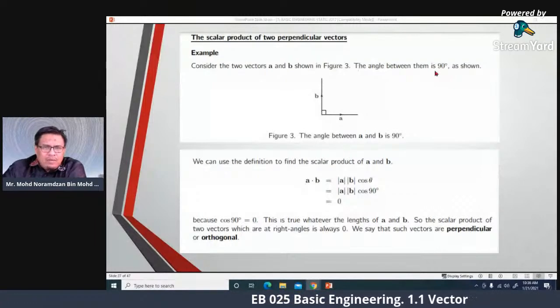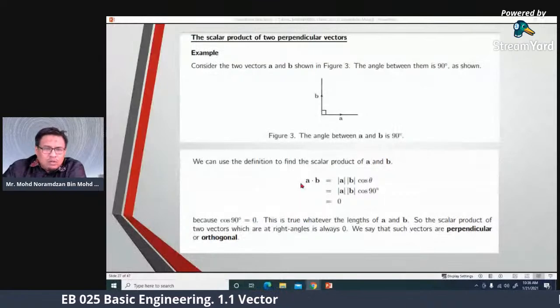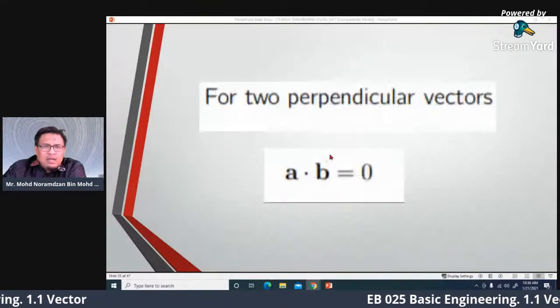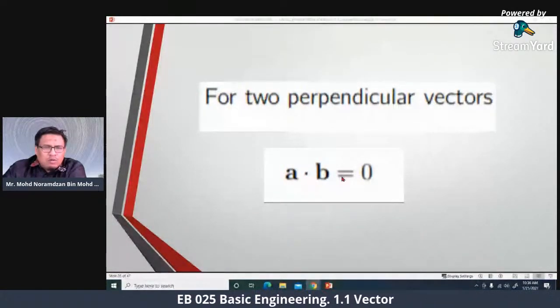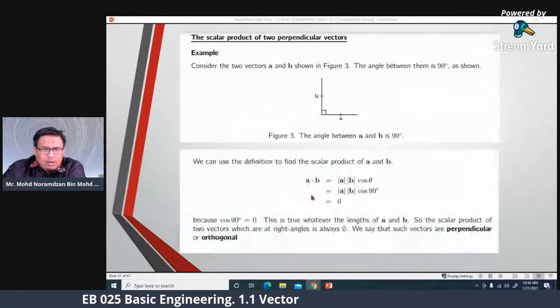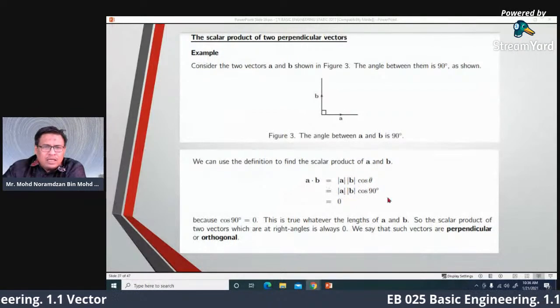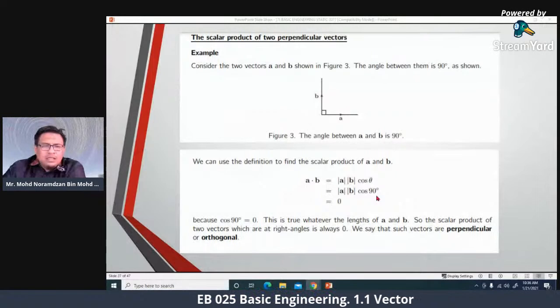The angle between A and B is 90 degrees. So I want to show you why, if the two vectors are perpendicular, A dot B is equal to 0. A dot B equals |A||B| cos theta, which is |A||B| cos 90. Cos 90 means 0. So the answer is 0.